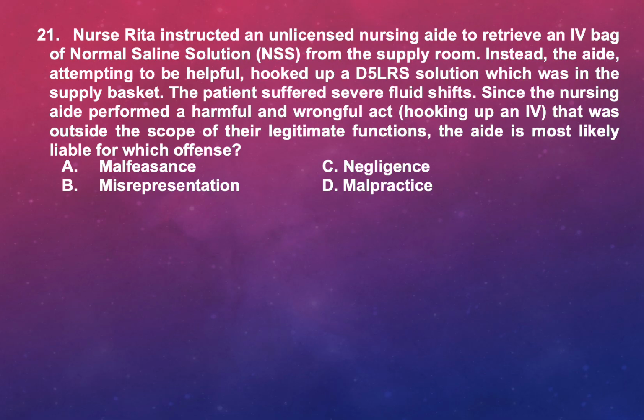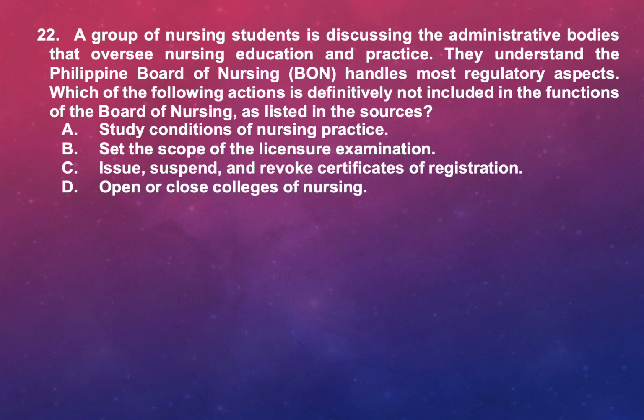We know that malfeasance is actually creating an error because you are going beyond your scope. Misrepresentation is when you're acting as if you're a nurse. Negligence, there's actually going beyond, which is also part of the malpractice. Answer here is alpha.